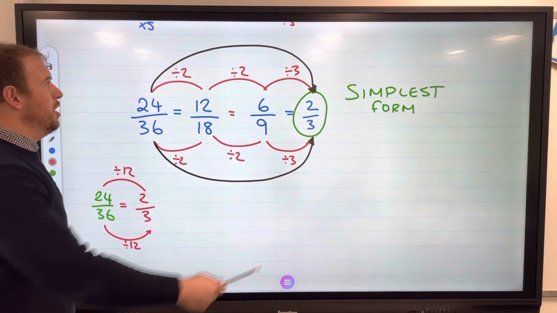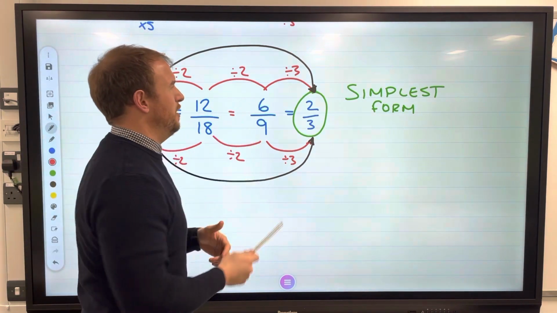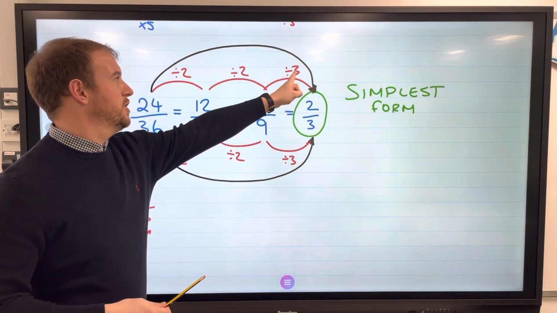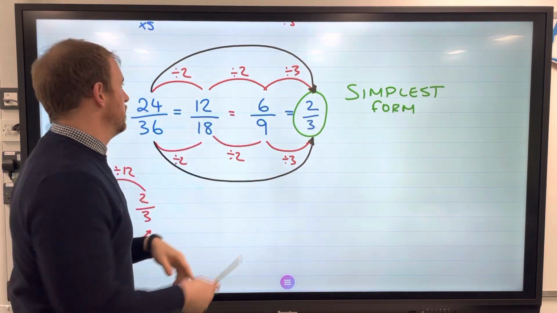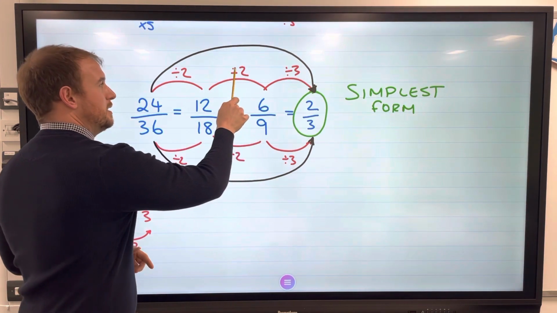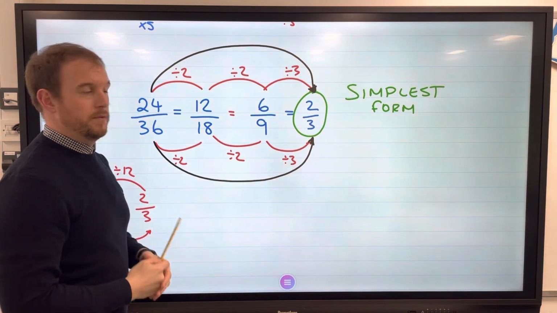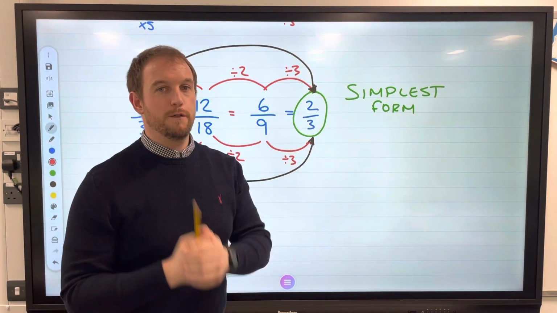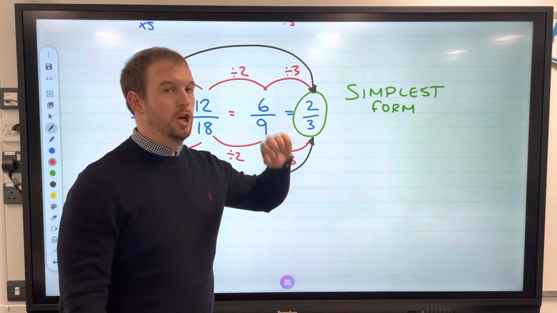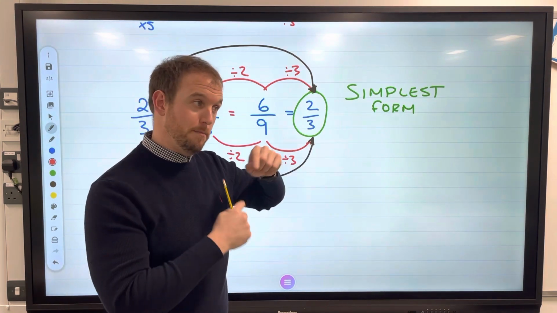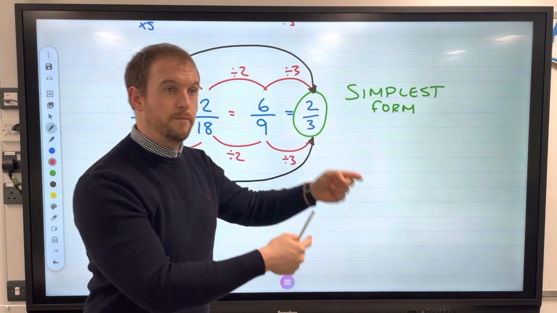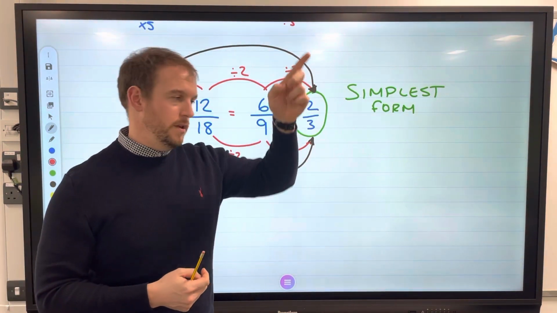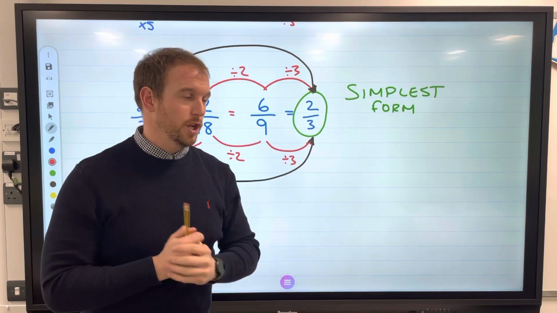Some of you might be looking and thinking, well, we've got a 2 and a 2 and a 3, how does that make 12? Remember, the inverse of division is multiplication. 3 times 2 is 6, 6 times 2 is 12. Simplest form. So all of these fractions are equivalent fractions, equal fractions. Using the burger method, you can either multiply or divide each of the digits. Whatever you do to the top, you've got to do to the bottom. Have a good go, and I hope it helps.